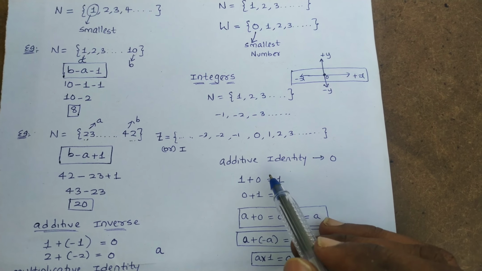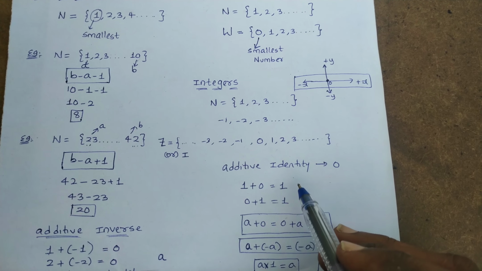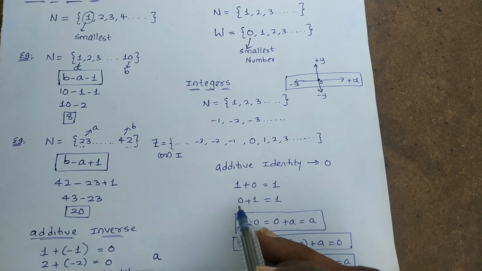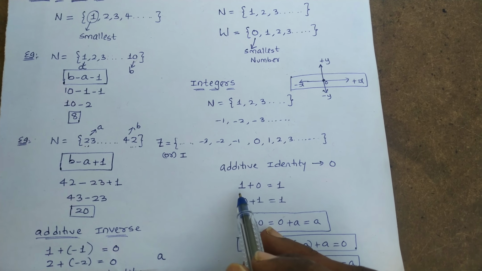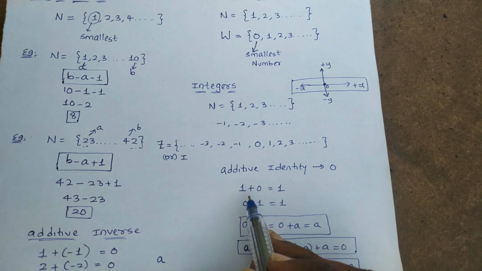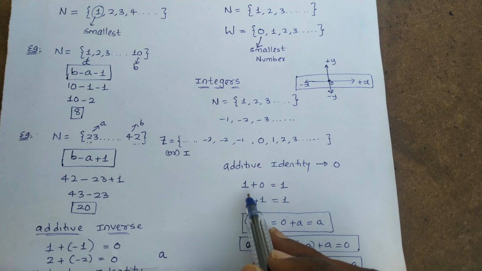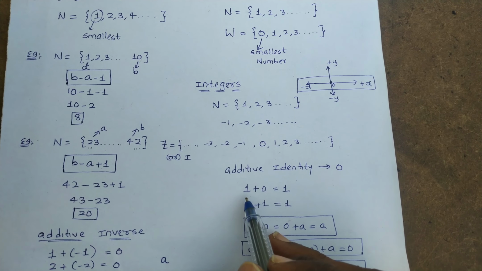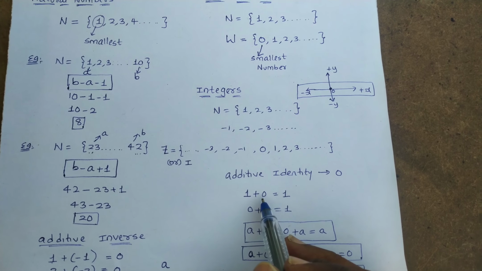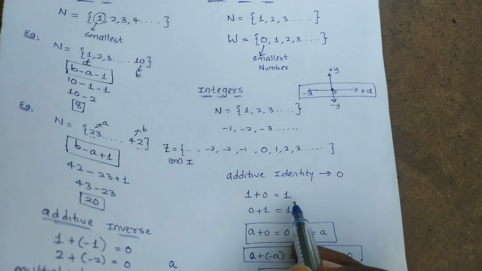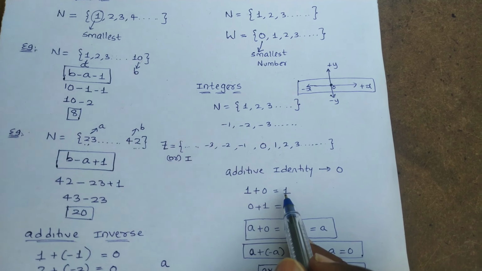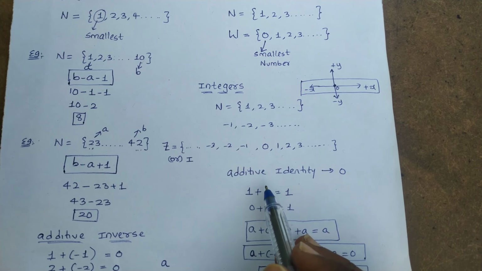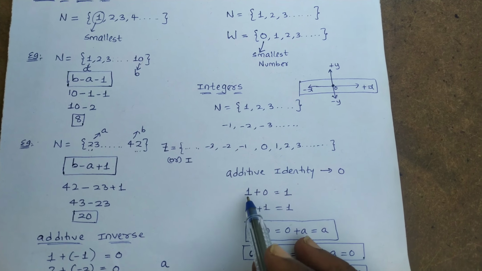Okay, so the first one is the additive identity property. What does additive identity mean? It is 0. If you add 0 to any integer, you can take any integer. In this example I am taking 1. In place of 1 you can take 2, 3, -1, -2, anything. If you take any integer and add 0 to it, it will always give you the same number, right? So 1 plus 0 gives 1, or 0 plus 1 gives 1. So here 0 is the additive identity of the integers.